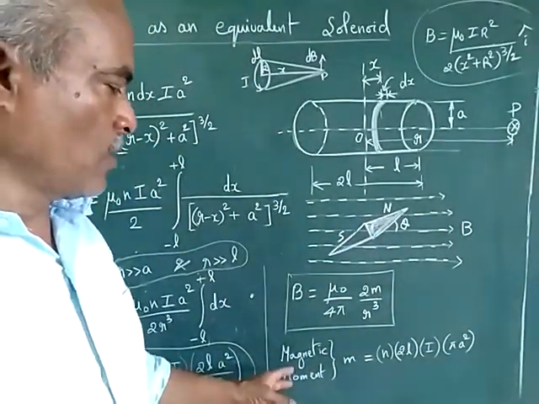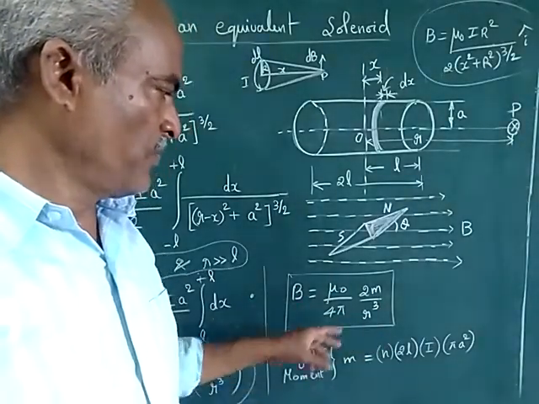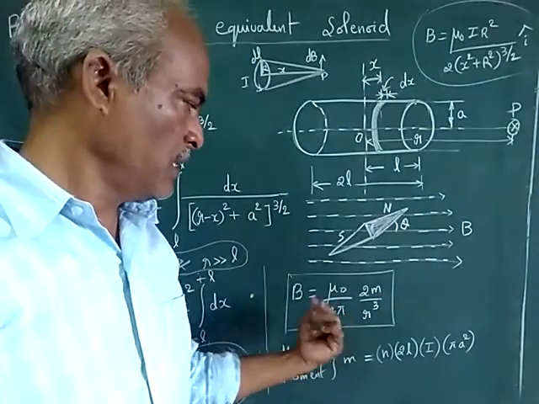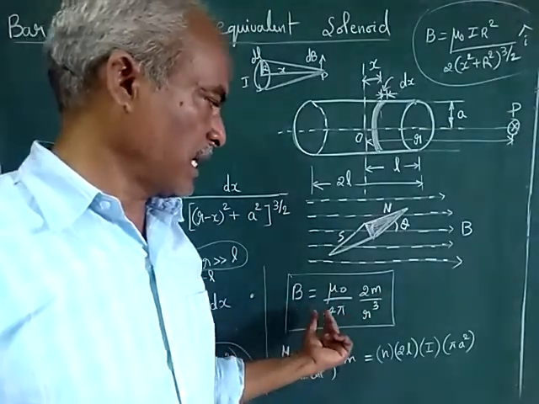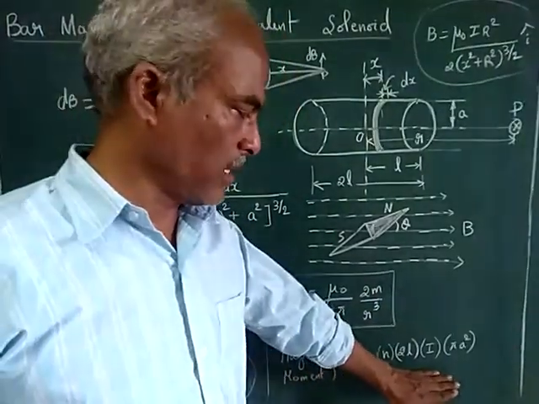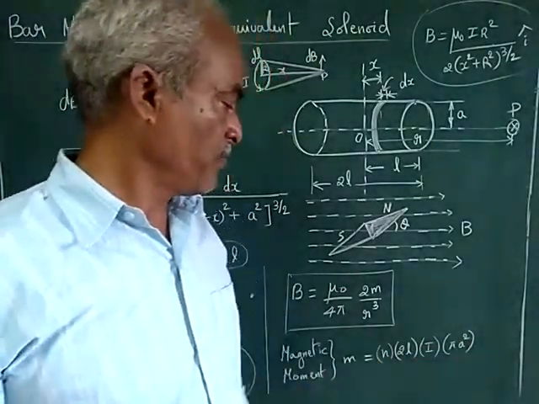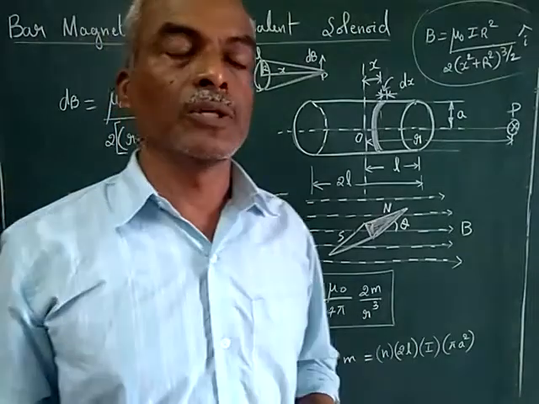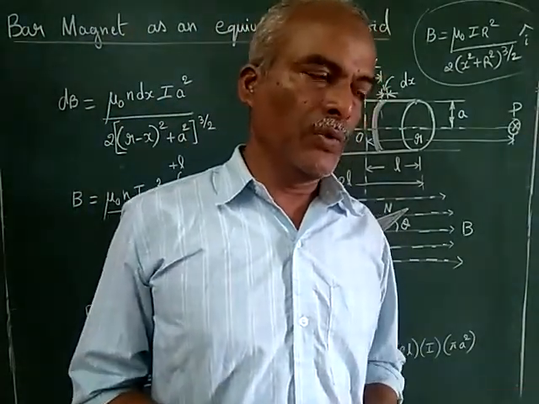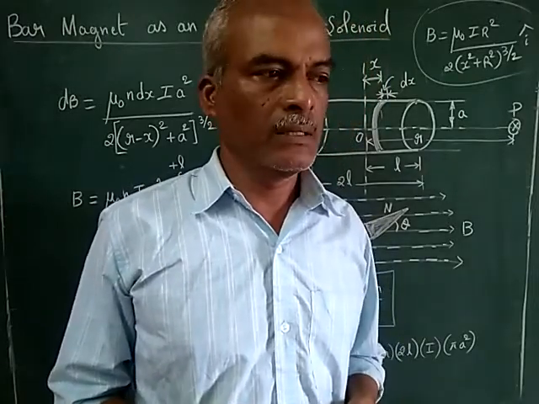And finally we got magnetic flux density in terms of magnetic moment. In terms of magnetic moment, B is equal to mu naught by 4 pi, which is constant. So magnetic flux density directly depends on magnetic moment, and we have the magnetic moment formula here, where magnetic moment is equal to N 2L I pi A square, and it is inversely proportional to R cube. So that's all about this topic about viewing a solenoid as equivalent to a bar magnet and vice versa.